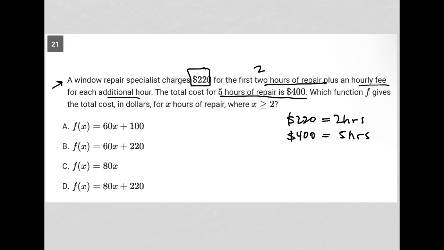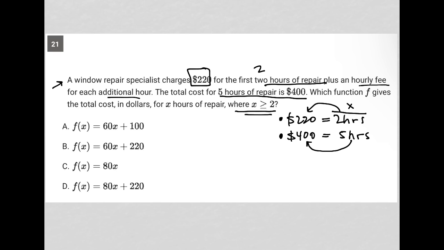The question goes on to say which function f gives the total cost in dollars for x hours of repair where x is greater than or equal to 2. So in essence, we've been provided with 2 points, right? For 2 hours, we pay 220. For 5 hours, we pay 400.